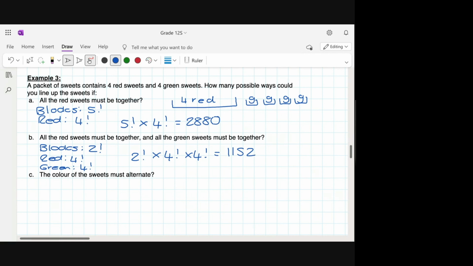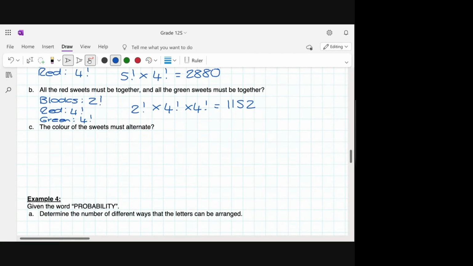Okay. So for the next one, I need to have the sweets alternating. A little bit different to the grade 11 and the grade 12 one. And I'm going to show you why. Because number 1, I can either have red, green, red, green, red, green, red, green. 1, 2, 3, 4. Or I can have green, red, green, red, green, red, green, red. So I can either have them going the one way or I can have them going the other way.